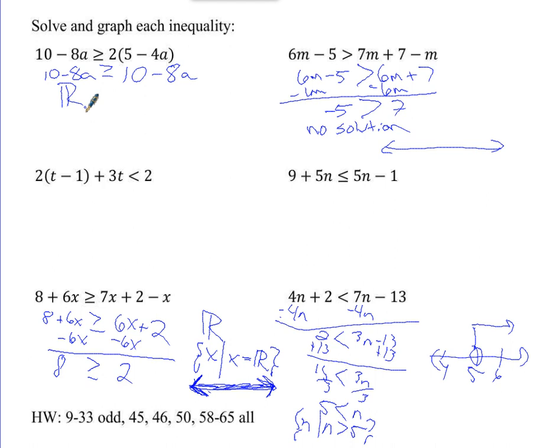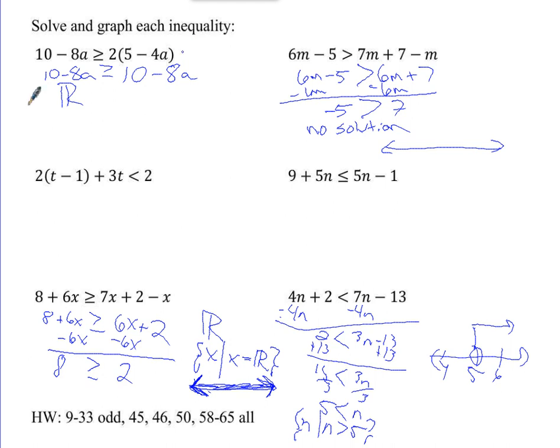All real numbers can be plugged into this, and we will always wind up with a true statement. We do have to say real numbers because, believe it or not, there is such a thing as an imaginary number. Imaginary numbers are real, but they're not. They exist, even though they don't. So that's why we have to say real. So the answer is all real numbers.